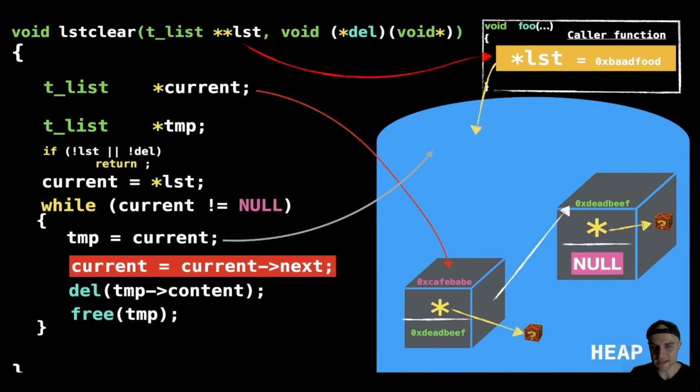I cannot do that with current. I cannot go on a node and then free that. If I free the current node, then I don't have any more access to the following node. You get the catch. Let's see again the animation.